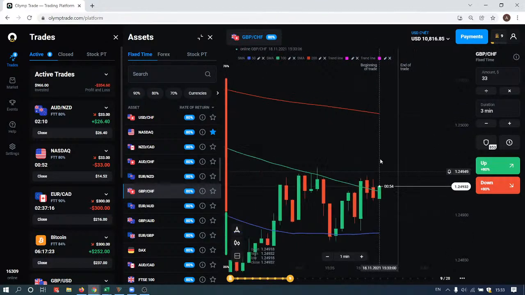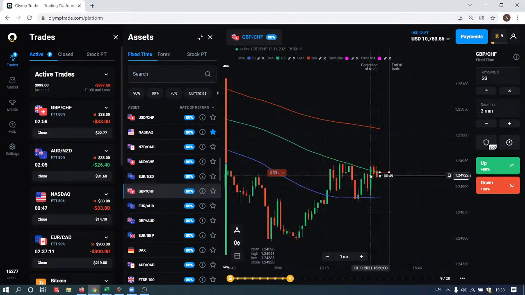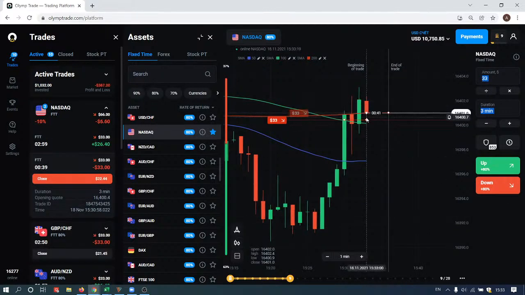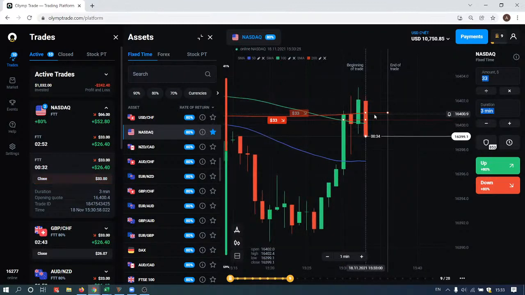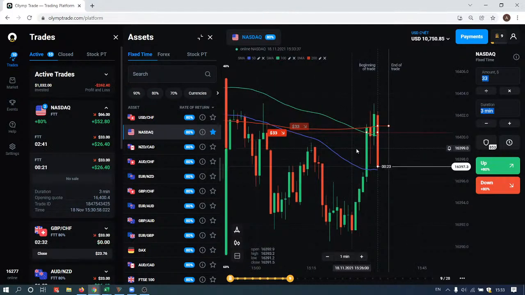Right, GBP CHF. Let's try this one. Hope I'm lucky enough. Once again, I just hope I'm lucky enough. And I hope I'm lucky here too. Yeah, let's open one more trade, in the downwards direction on Nasdaq, because the level is still there. The level hasn't gone anywhere. It is still where it was 3 minutes ago when I opened my first trade. So why not give it another try?